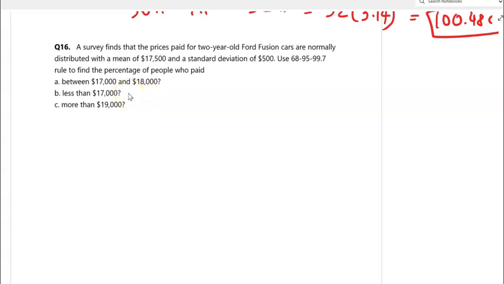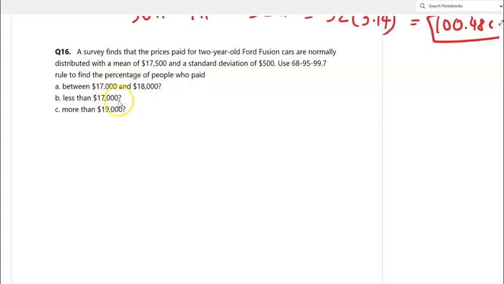Question number 16. A survey finds the price paid for 2-year-old Ford Fusion cars is normally distributed with a mean of 17,500 and a standard deviation of 500. Use the 68-95-99.7 rule to find the percentage of people who paid between 17,000 and 18,000, less than 17,000, or more than 19,000. That's the question. So here we're going to use the rule called the 68, 95, 99.7 rule.